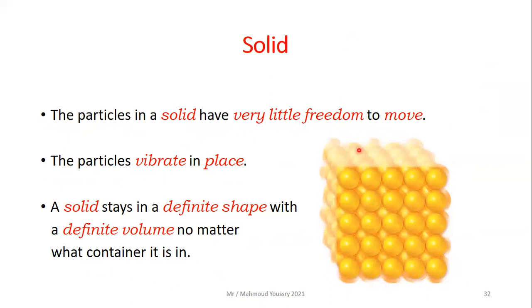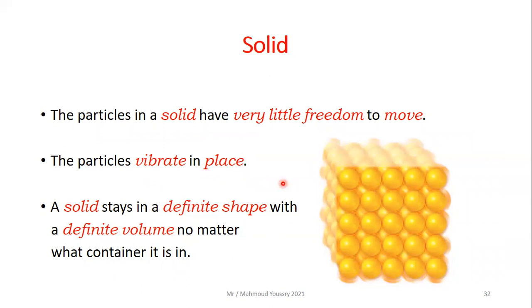Let's start with solids. The particles in a solid have very little freedom to move. As you can see, the particles are arranged beside each other, stuck to each other, but the particles vibrate in their place. A solid stays in a definite shape with a definite volume. Definite means fixed, stable shape and volume, no matter what container it is in.